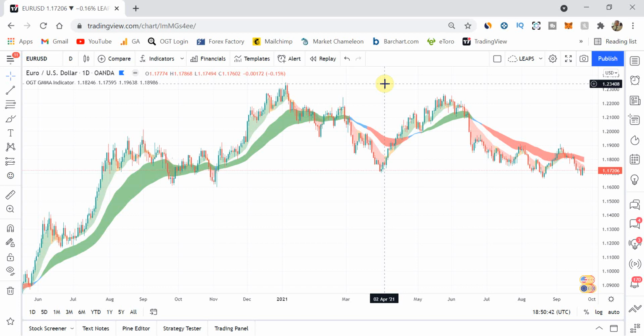So as I said, the GMMA indicator was created by Daryl Guppy, one of the gurus in terms of trading, forex and commodities and technical analysis. And he came up with this concept which utilizes a group of moving averages to distinguish short-term traders and long-term traders. Now, I'm not going to go into the theory. I've got a video on that which I'll post in the top right corner and in the link below, which goes through from the man himself walking through how this indicator works and the best way to use it and the theory behind it.